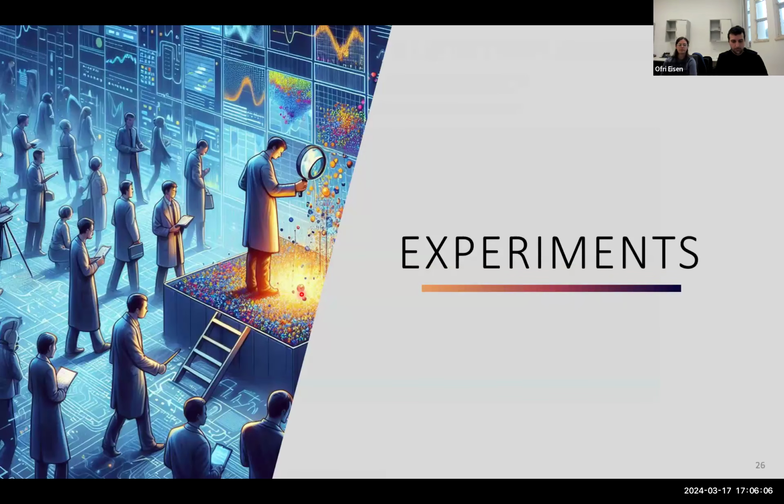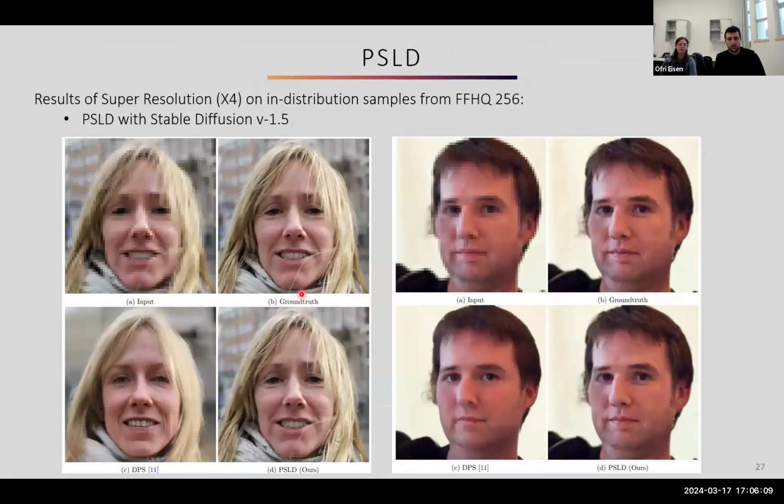Okay, so now some experiments. Here you can see the PSLD results from the first paper, which Shelley talked about. You can see a super resolution task on FFHQ datasets. There is a comparison between PSLD and DPS. I would note that PSLD uses stable diffusion as a zero shot without fine-tuning or anything like that. And the DPS is trained specifically for FFHQ.